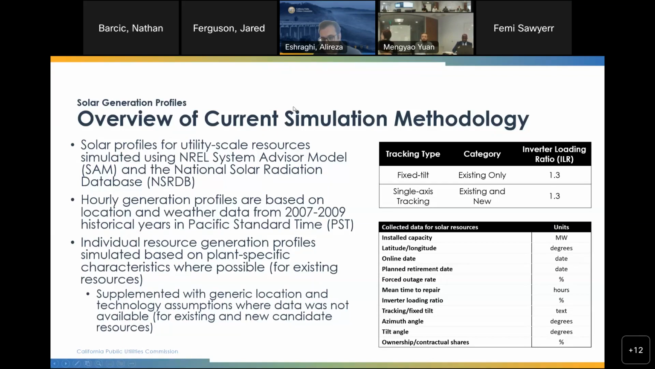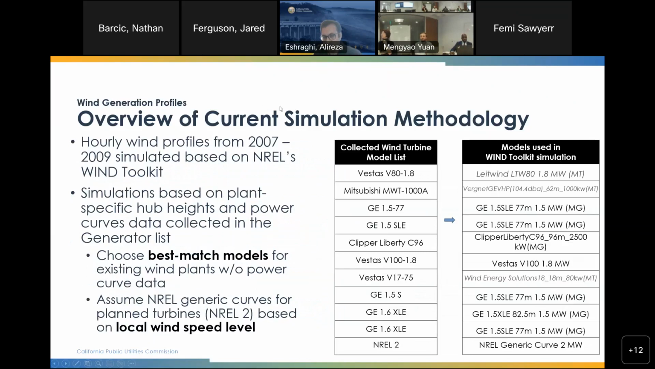For this data set, we use hourly data and the weather data that results in a 2007 to 2009 data set. And those hourly profiles, again, are developed at each individual point and then aggregated up to represent new and candidate resources. So that's the core set of input assumptions that we use for solar. And we have a very similar process for wind, which I'll go over in the next slide here.